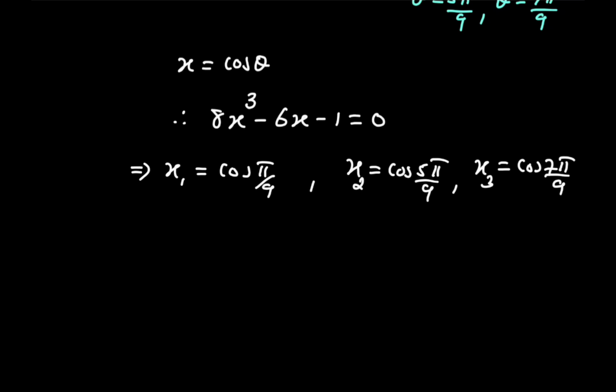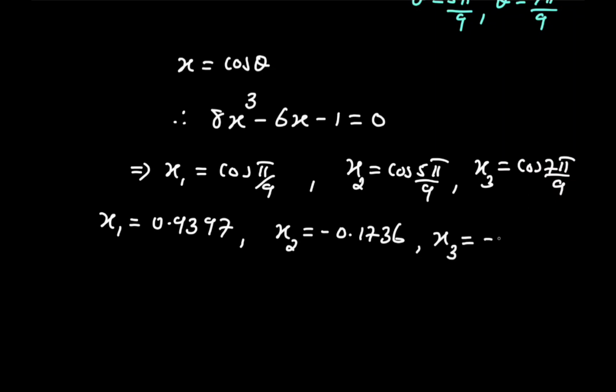If we write these answers to 4 decimal places, we are going to obtain x1 to be 0.9397, x2 will be equal to negative 0.1736, and x3 will be equal to negative 0.7660.